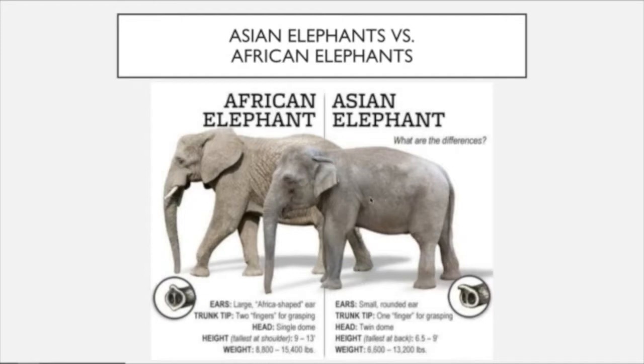The Asian elephant is definitely smaller. It only gets to about 6.5 to 9 feet tall versus the African elephant, which gets all the way up to 9 to 13 feet tall at the shoulder here. And the weight is different too. The African elephant weighs between 8,000 and 15,000 pounds, and our Asian elephant only weighs 6,000 to 13,000 pounds.